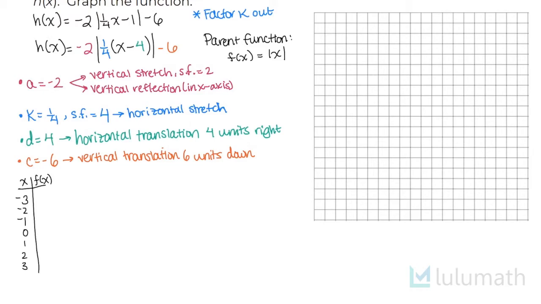So the absolute value of -3 is +3. Absolute value of -2 is +2. And then I'll just continue with the chart. And the first thing we do is our dilations.